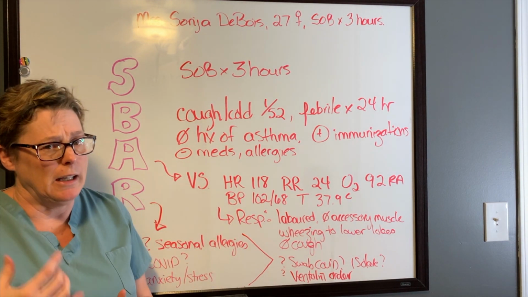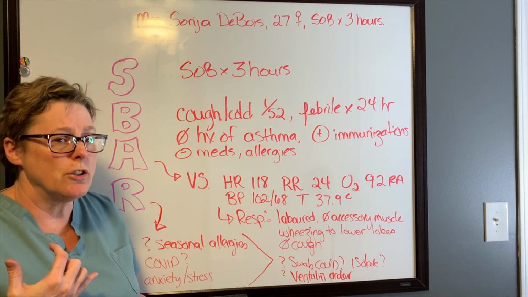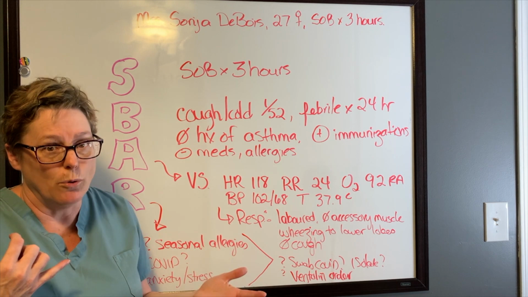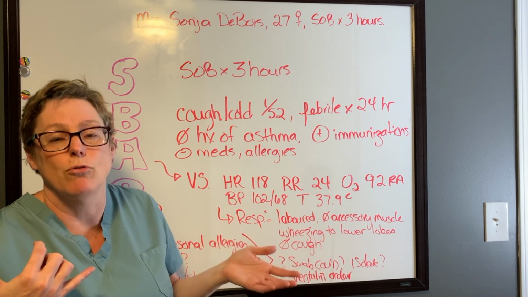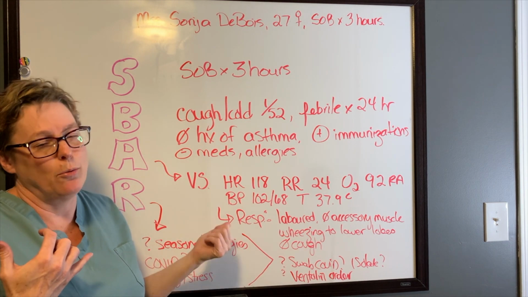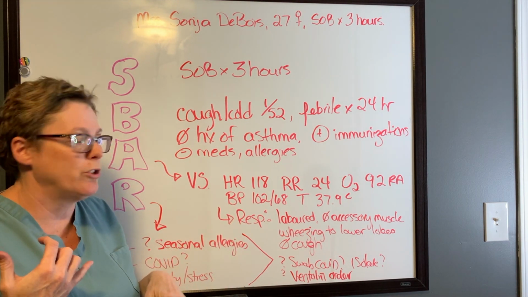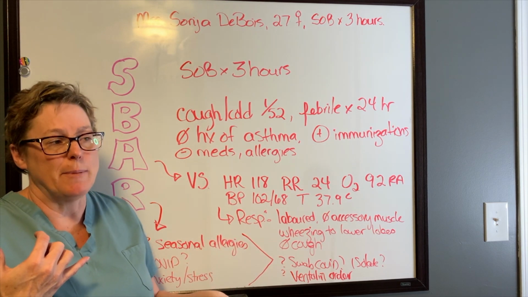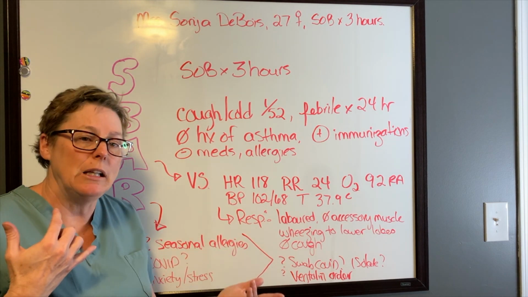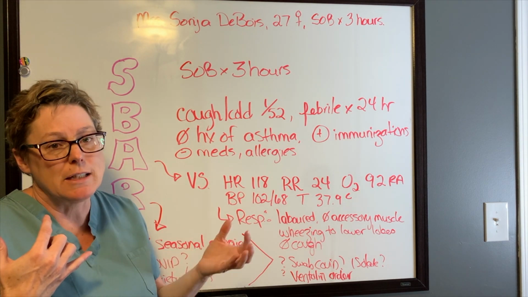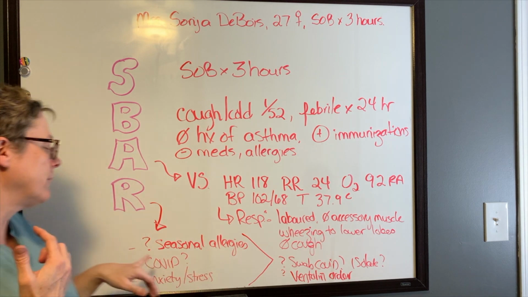I did her assessment, and her vital signs were a little concerning. Her heart rate's elevated at 118. Her respiratory rate is 24. Now, she is satting 92% on room air, but she has a temperature of 37.9, and her blood pressure is a little bit low. It's 102/68. After listening to her lungs and assessing her respiratory system, her breathing is a little labored, but there's no accessory muscle use, no cough, and there is some wheezing in the lower lobes.